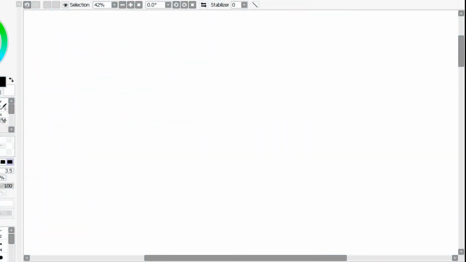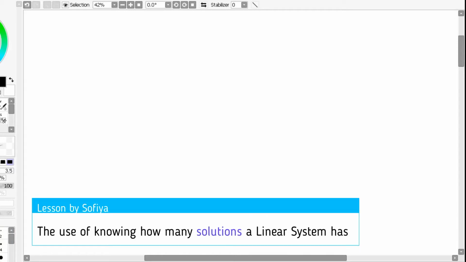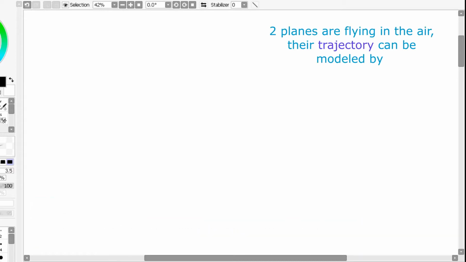Hey there! Let's see the use of knowing how many solutions a linear system has. We're going to try to solve this question. There are two airplanes flying in the air. Their trajectory can be modeled by these equations: 3x minus 5y equals 20 and 18x equals 30y plus 72.